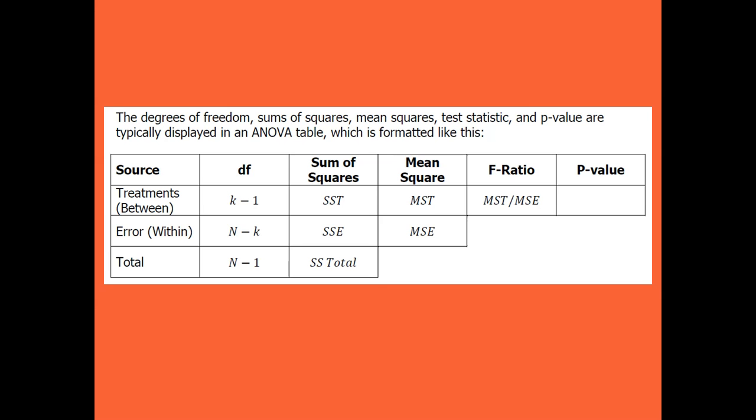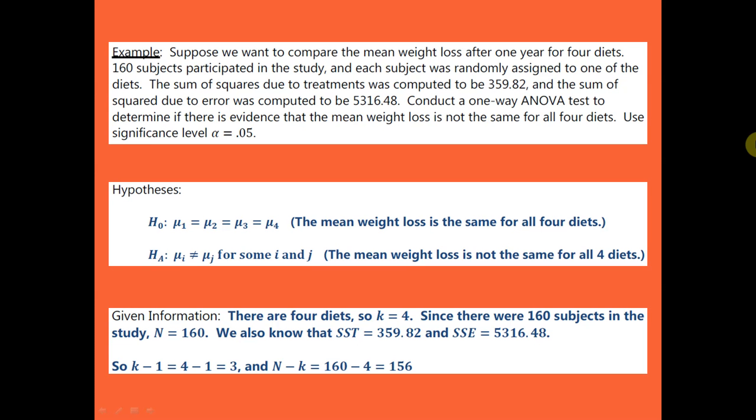So a decent amount of putting this table together really ends up being just dividing stuff. We'll go through an example. The one that's in the third extra credit assignment is very similar to this. First of all, suppose we want to compare the mean weight loss after 1 year for 4 diets. That means we're going to be comparing 4 population means.